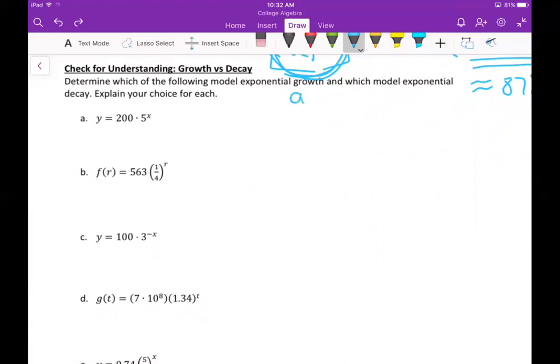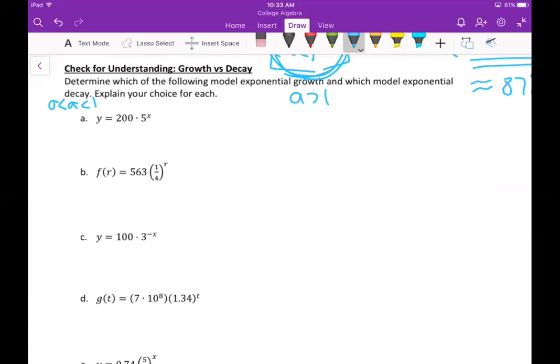For growth, our growth factor will be greater than 1. And for decay, our growth factor will be between 0 and 1. But there's one thing that maybe we haven't pointed out yet that we're going to run into as we do these examples. The first two are pretty straightforward.